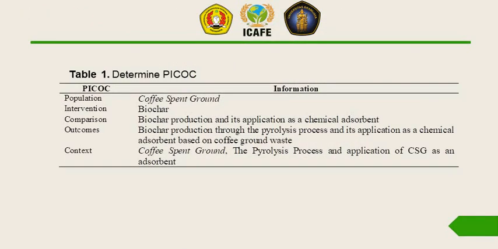Table 1 is the determination of PICOC. Population, coffee spent ground. Intervention, biochar. Comparison, biochar production and its application as chemical absorbent. Outcome, biochar production through the pyrolysis process and its application as a chemical absorbent based on coffee ground. Context, coffee spent ground, the pyrolysis process and application of coffee spent ground as an absorbent.